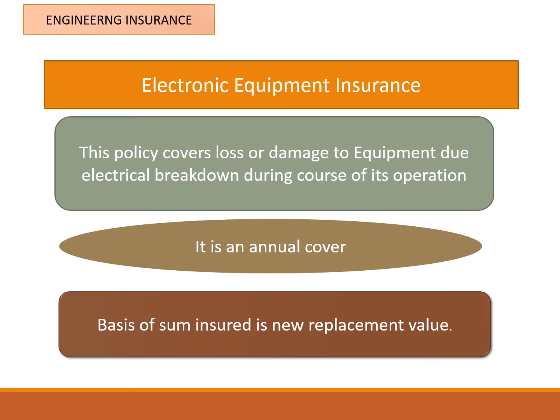Electronic equipment insurance is an annual cover. This policy covers loss or damage to equipment due to electrical breakdown during course of its operation. It is an annual cover. Basis of sum insured is new replacement value.